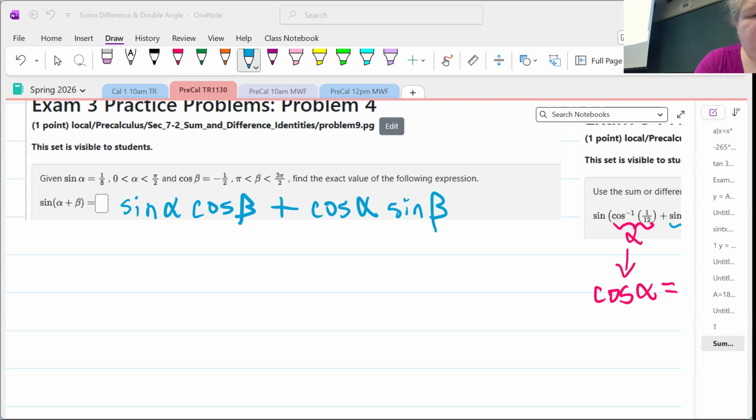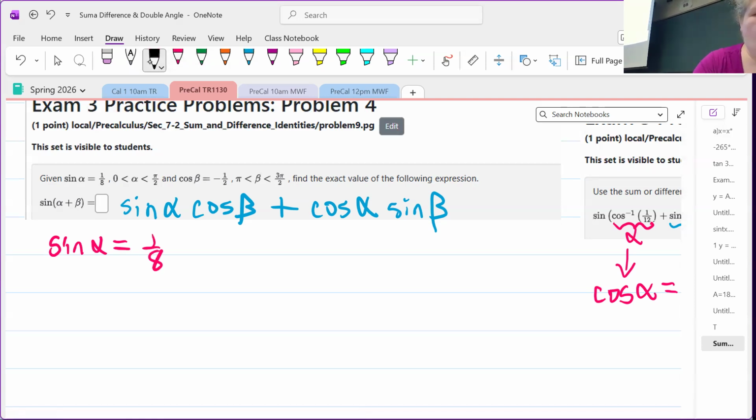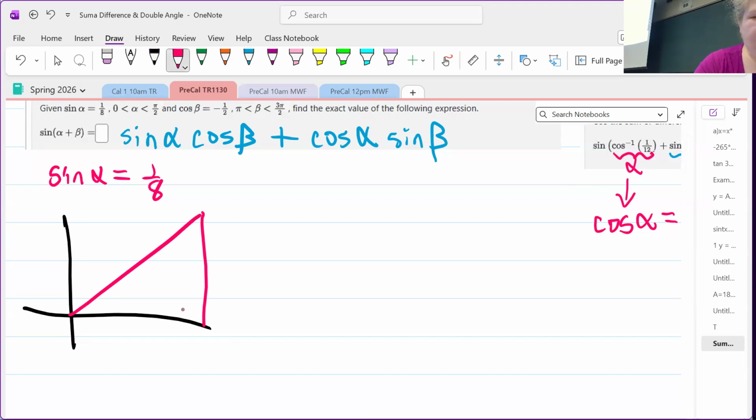All right, so I know sine of alpha. I need to know cosine of alpha. So I need to draw a triangle. Sine alpha equals 1/8. Alpha's in quadrant 1, so I'm going to draw a quadrant 1 triangle. I put my vertical side back down to the x-axis. I label my alpha next to the origin. Opposite is 1, hypotenuse is 8. And I want to figure out my adjacent side, so I'm just going to call it x.